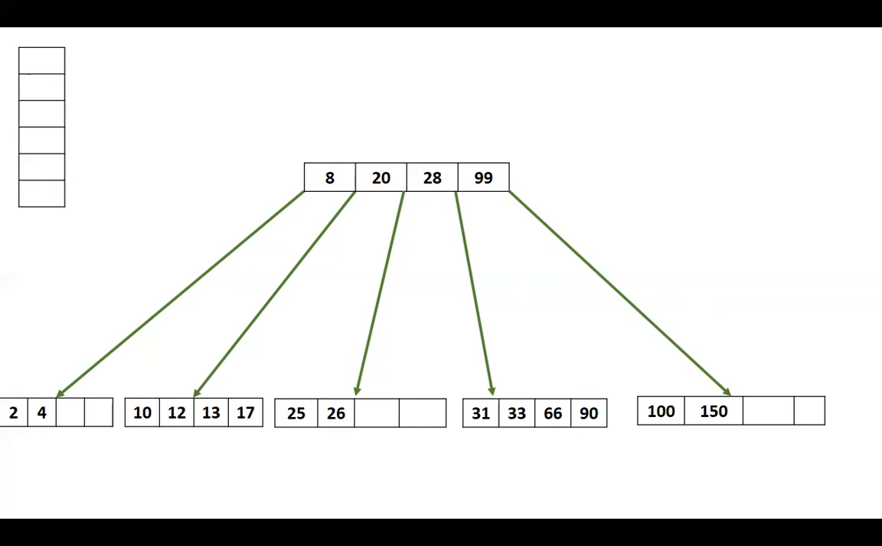In the case where both the left and right siblings do not have an extra key, at that time what we do is we merge the nodes. The root value comes down and the nodes are merged. Fine. Okay.